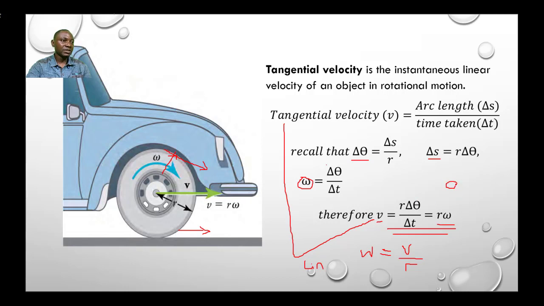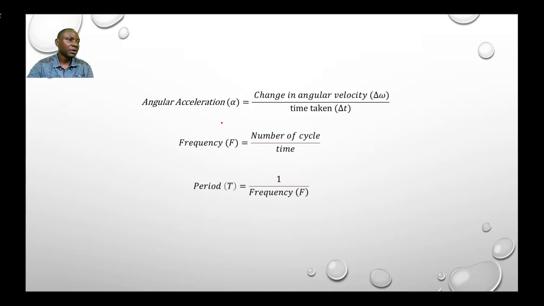If it is acceleration, acceleration for a linear body is velocity over time, right? So if you want to calculate angular acceleration of a linear body, it will just be acceleration of the linear body divided by the radius of that body. So that is how to determine it. And then we talk about the angular acceleration as change in angular velocity over time taken.